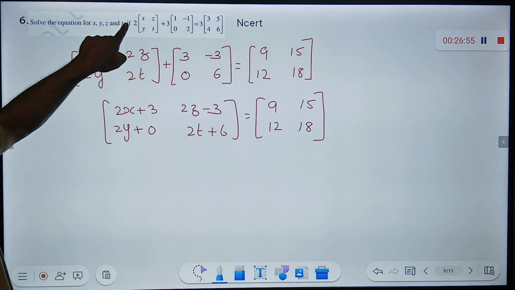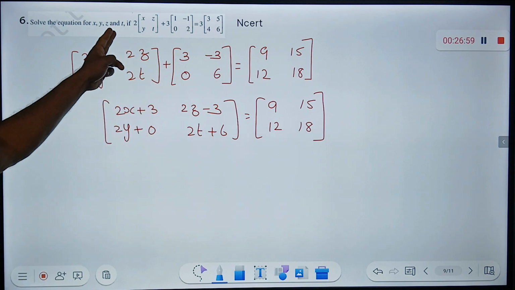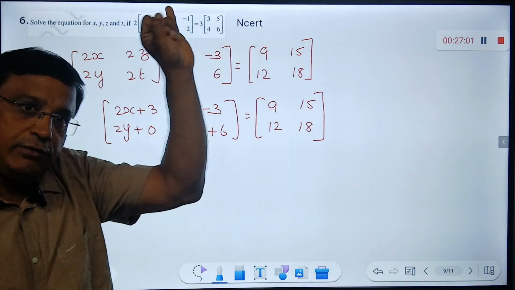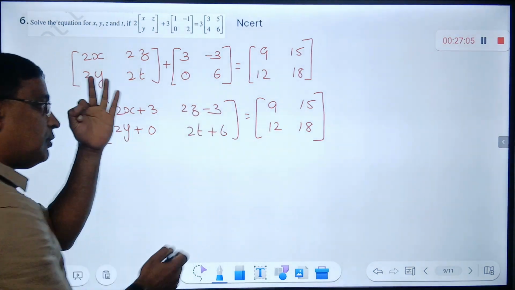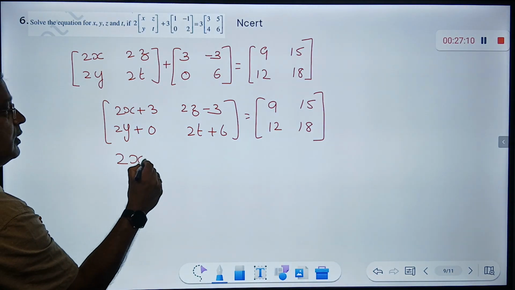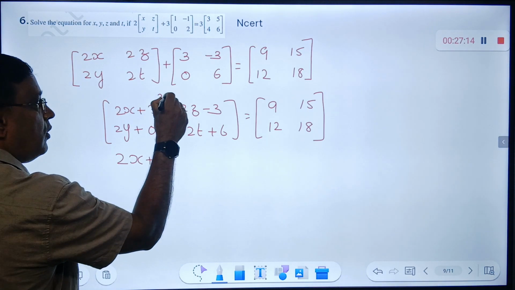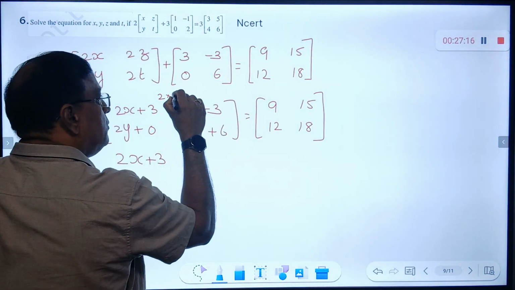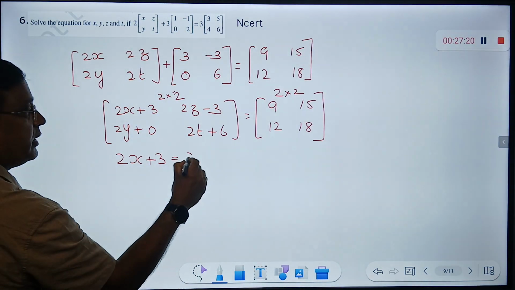This problem brings out everything. First property is scalar multiplication. When a scalar is multiplied to a matrix, the scalar gets multiplied to all the elements in the matrix. First definition is finished. Second, you learned how to add two matrices. Now the third idea, equality of two matrices. What is equality of two matrices? Two matrices are said to be equal if the orders are the same. This is of order 2 by 2, and this is also of order 2 by 2. Corresponding elements can be equated.